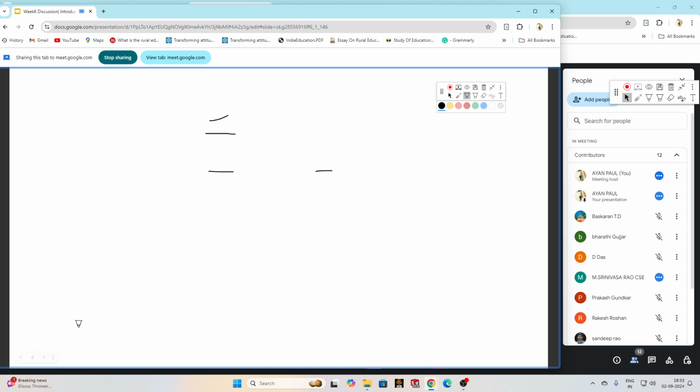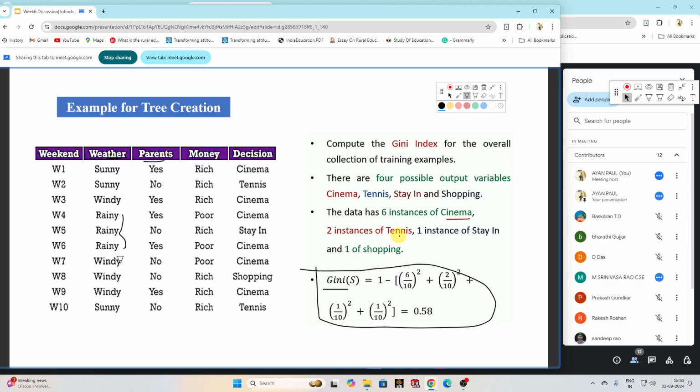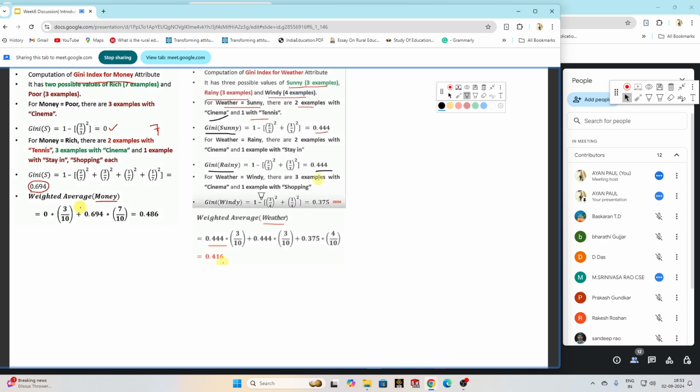Now similarly we will talk about Windy. If I see Windy, 1, 2, 3 as well as 4, so we have 4 Windy examples. In these examples we have 3 cinema and 1 shopping. So that is why 1 minus (3/4) whole square plus (1/4) square. So that will be 0.375.